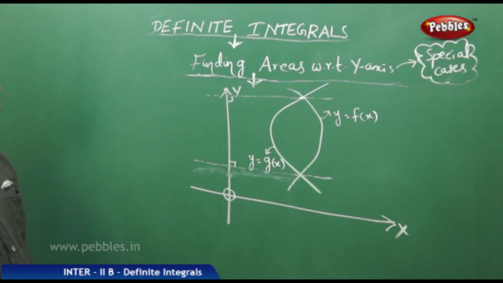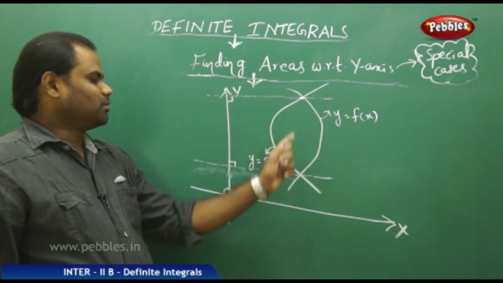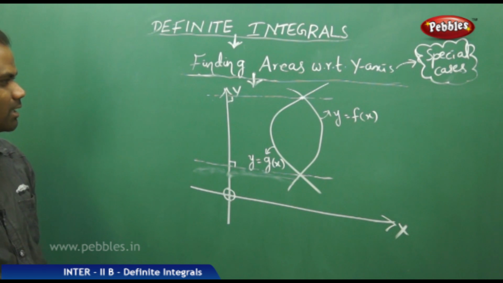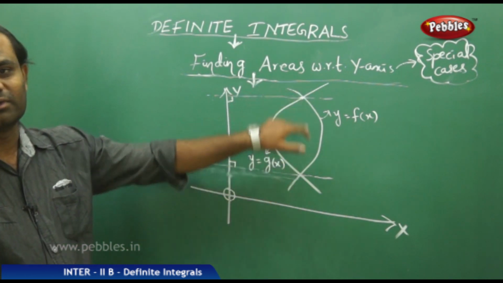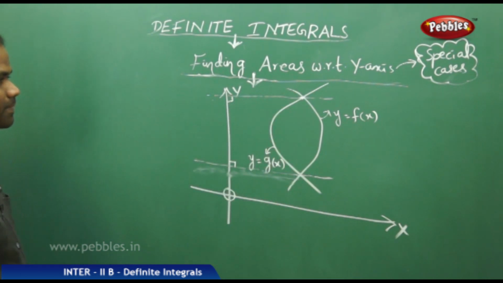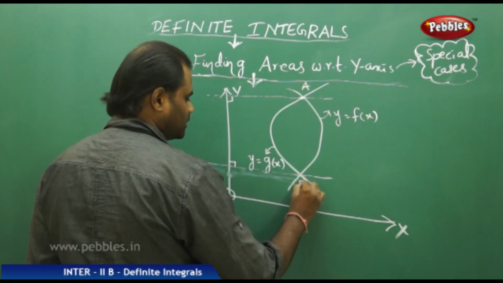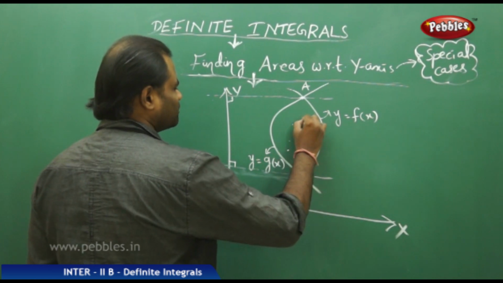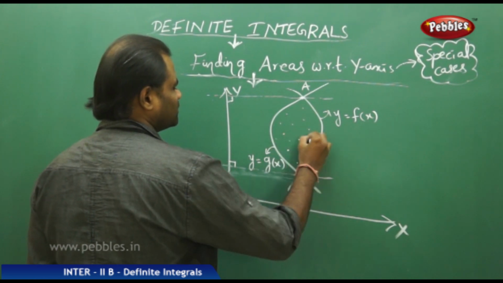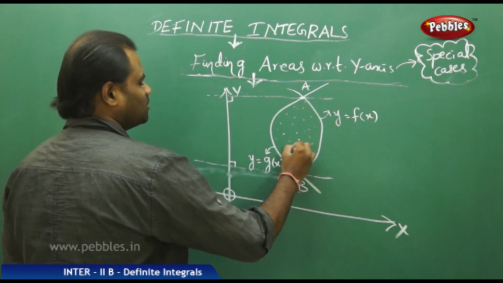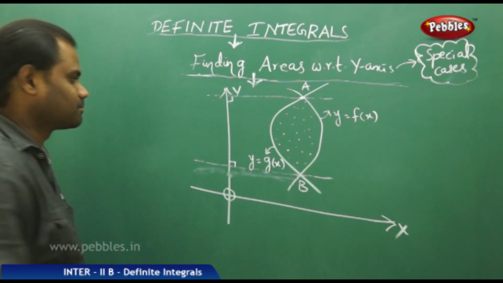So as I see these two curves, we find the points of intersection, but we don't have the limits. Therefore, the limits are nothing but the y coordinates of the points of intersection. If I take the points of intersection here as A and here as B, then the area of this shaded region is found using the points of intersection.